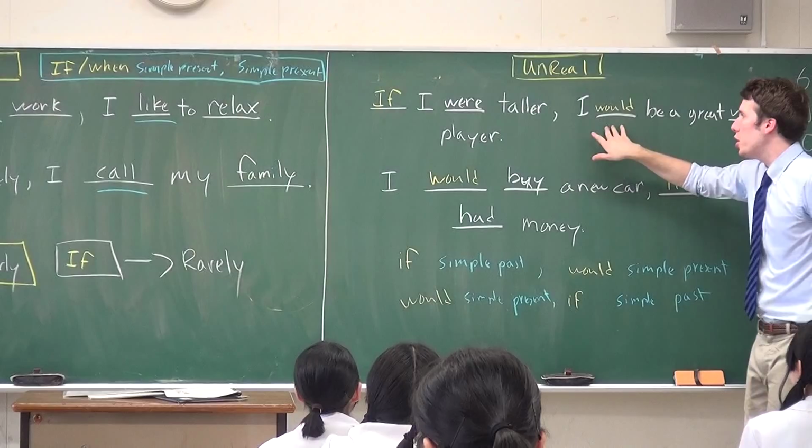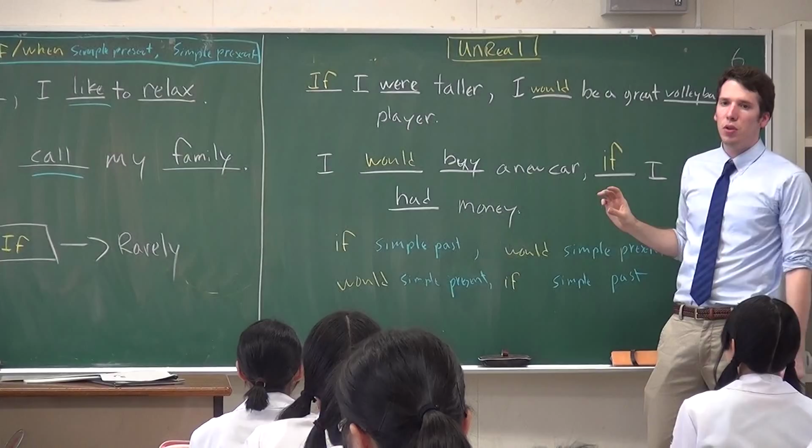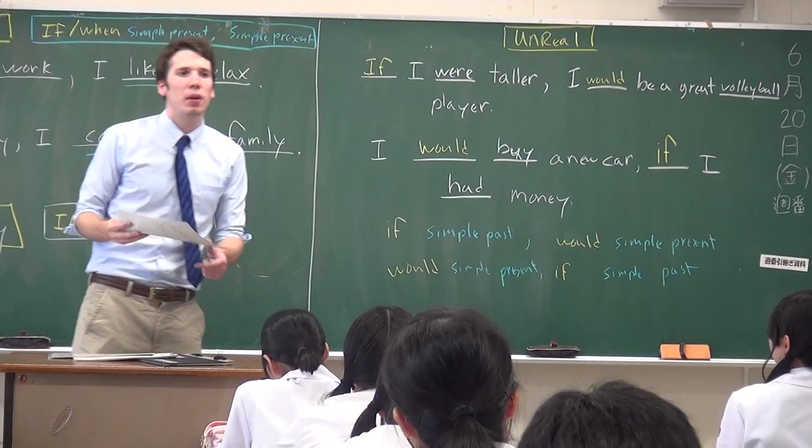Okay? So the key words for this grammar are if and would. You need to use both of them in your sentence. So if you use if first, you need to use would in the second part of your sentence. Whereas if you use would first, you need to use if in the second part. So still two actions, two things, two conditions.